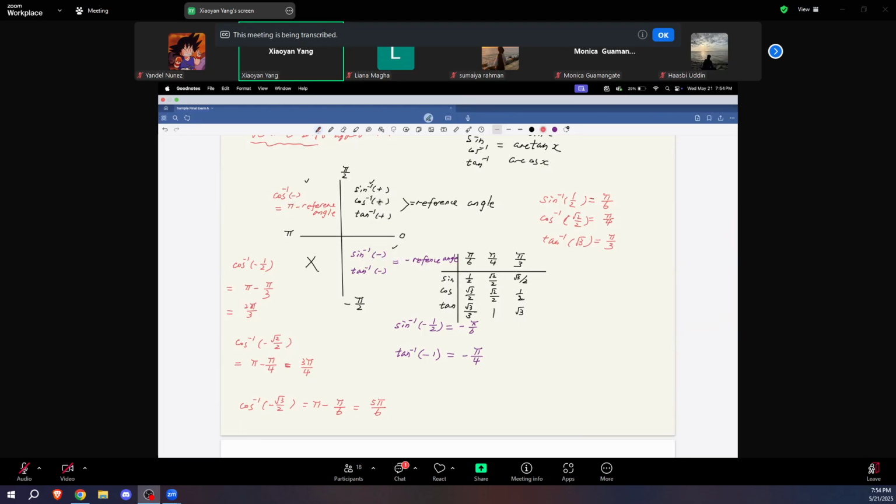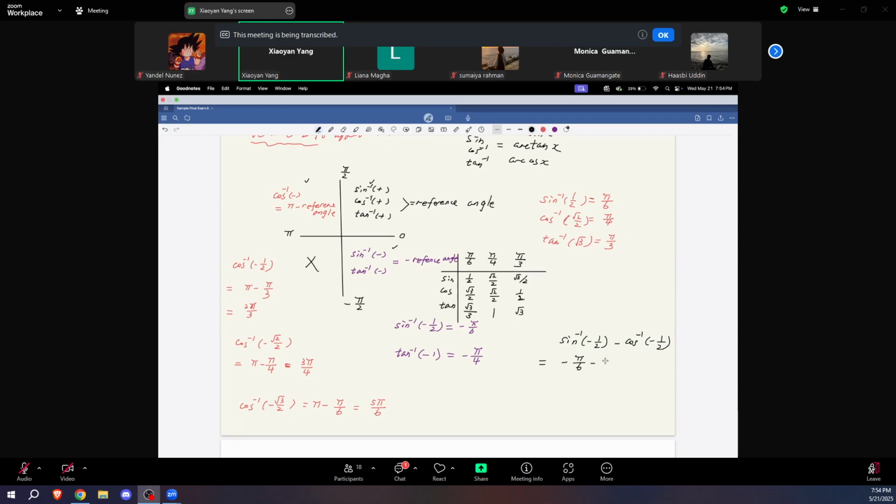Sometimes they will give you this, from a long time ago, a department final: sine inverse of -1/2 minus cosine inverse of -1/2. So then this equals sine inverse of -1/2. First just figure out what the reference angle for 1/2 is, which is pi/6. For sine and tangent, with a negative sign, just add a negative sign before the reference angle, you're done.